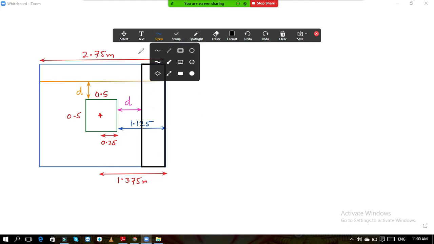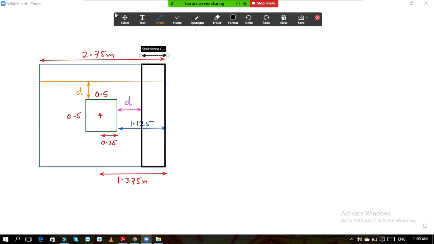Now see, if I want to calculate only this much of distance, how much is it? This total distance from the face of the column is 1.125. From the face of the column up to this point, it is D. So the remaining will be 1.125 minus D. So this distance will be 1.125 minus D for this strip.